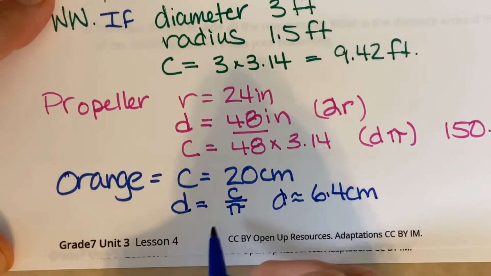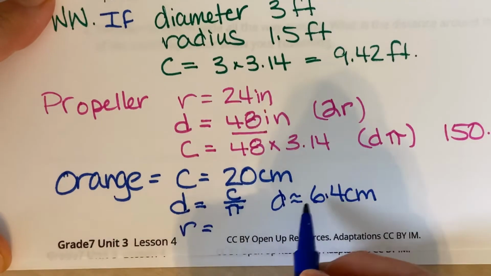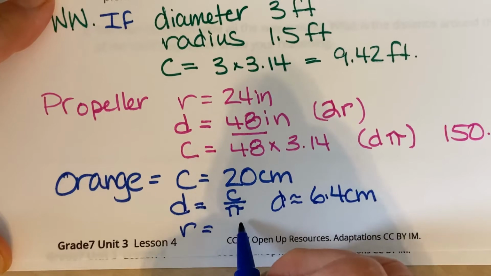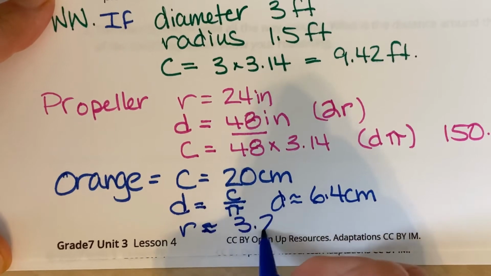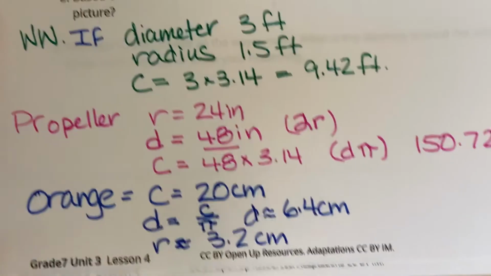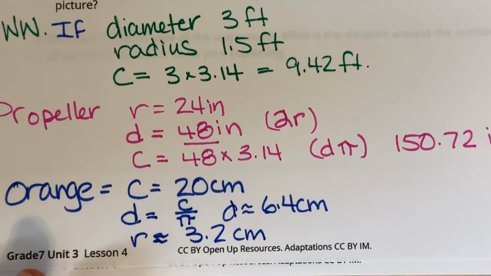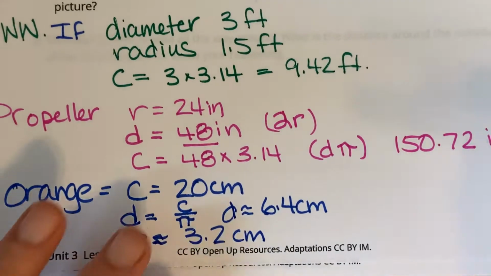And then if I wanted the radius, 2 radiuses make up 1 diameter, so I would divide that by 2. So that would be about 3.2 centimeters. So what it's showing you is that from one bit of information, you can find all the other stuff, okay?